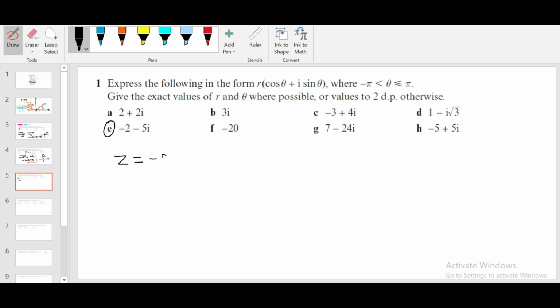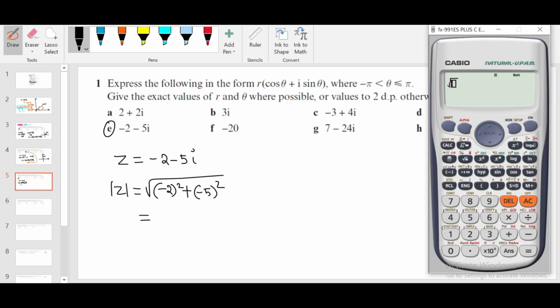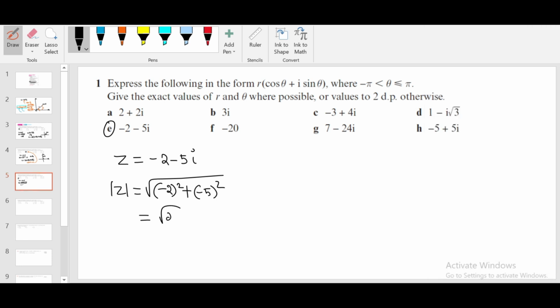z is minus 2 minus 5i. Modulus of z is square root of minus 2 whole squared plus minus 5 whole squared. 2 squared is 4, 5 squared is 25. Square root of 29. And then this complex number, minus 2 minus 5i, is in the third quadrant, where this angle is minus pi plus theta. So you need to calculate theta first.